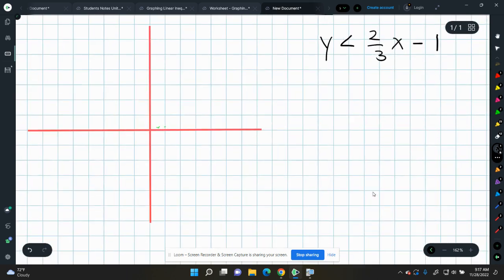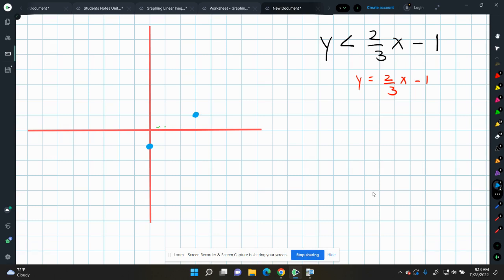So who remembers what we have to do? We're going to graph the line. To start with, we'll act like it's just a normal line. Don't you put a dot at -1, and then you go up 2 and over 3? Good. So that's how we would graph the line.